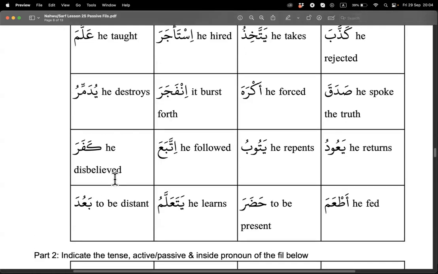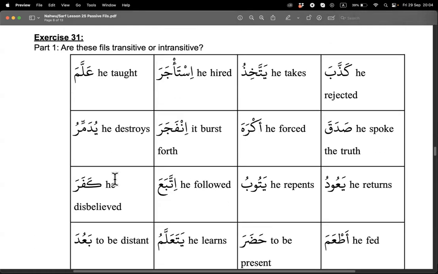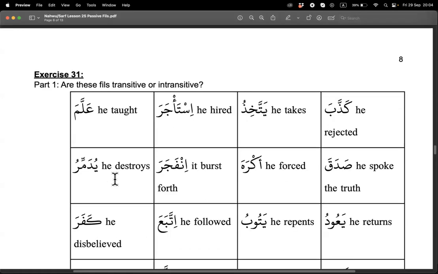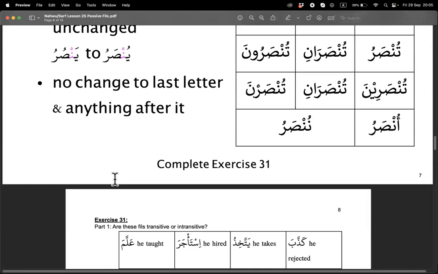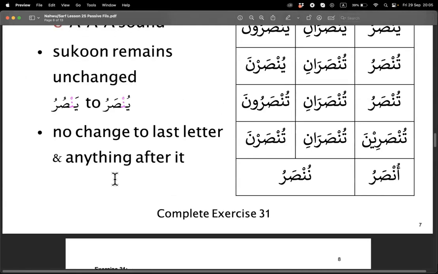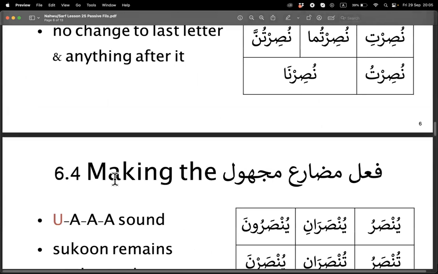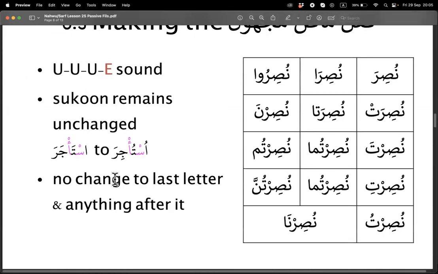Okay, so which one can we make passive, lazim or mutaaddi? The one that is transitive, the one that you can make majhul. Only mutaaddi, transitive, we can make passive. Yes, correct. Technically, later on we will learn that you can use a fi'il that is lazim and make it passive, but you need to do it with a harf. So that one later, inshallah.